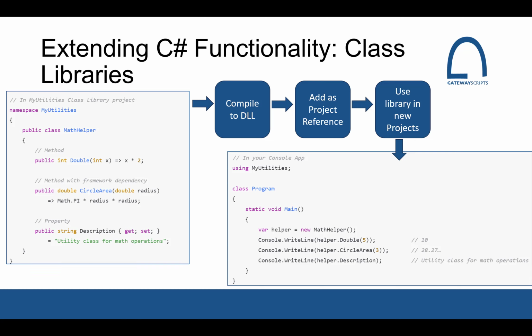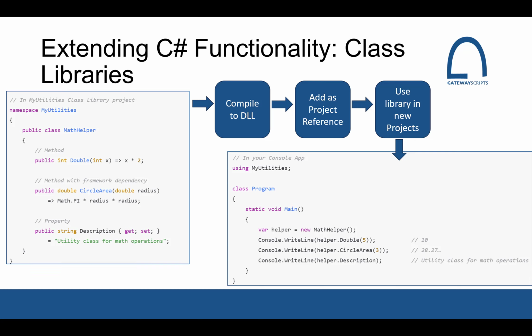I really like these methods and I want to use them over and over and over again. Well, I can take this class and I can compile it into a DLL, which stands for Dynamic Linked Library, and that will create a referenceable library for any new projects that I create. So all I would have to do in my new project is add the new library that I've just compiled as a reference to any new project.